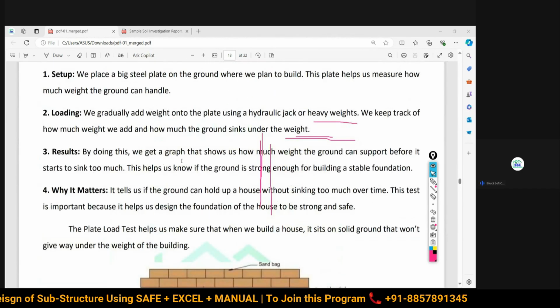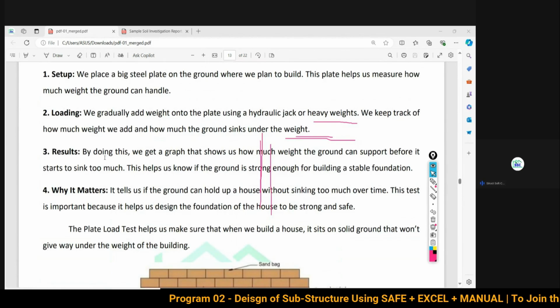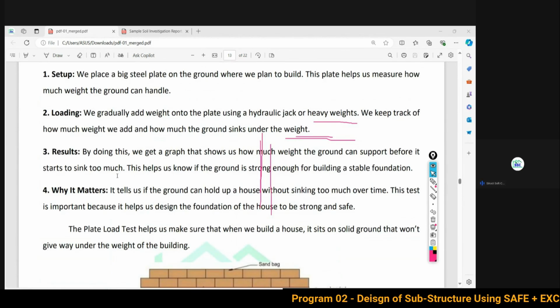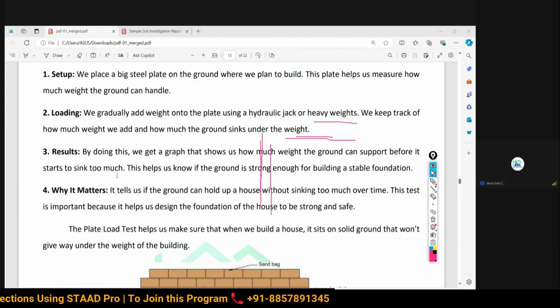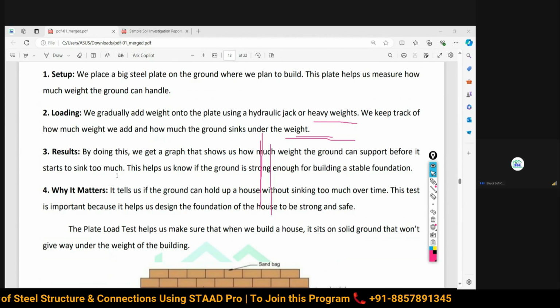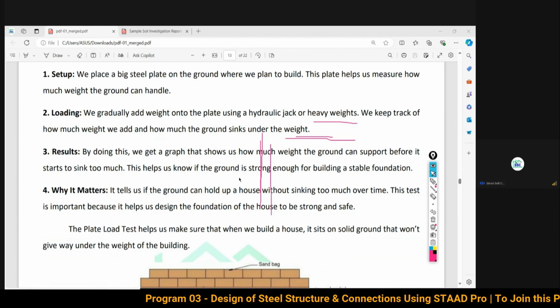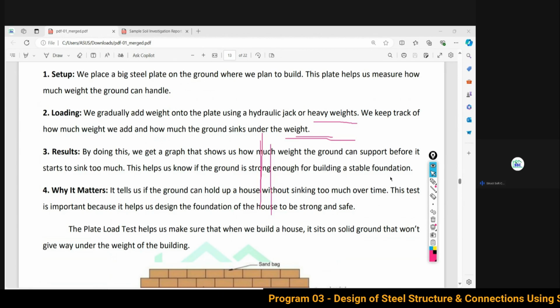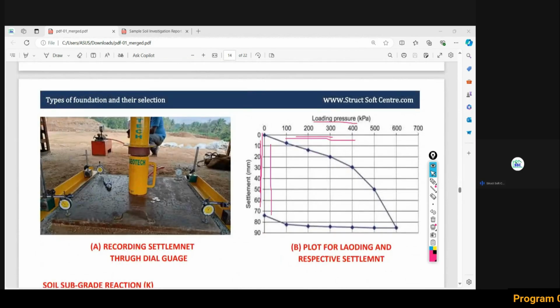By doing this, we get a graph that shows how much weight the ground can support before it starts to sink too much. If the settlement exceeds 25 mm, we stop our pressure. We stop increasing the loading, and that will be the maximum capacity of the load that your soil can carry up to a 25 mm settlement. So this helps us know if the ground is strong enough for building a stable foundation or not. So this is soil investigation with a plate load test.